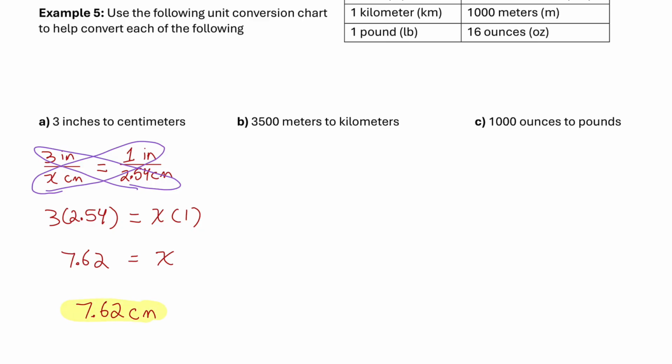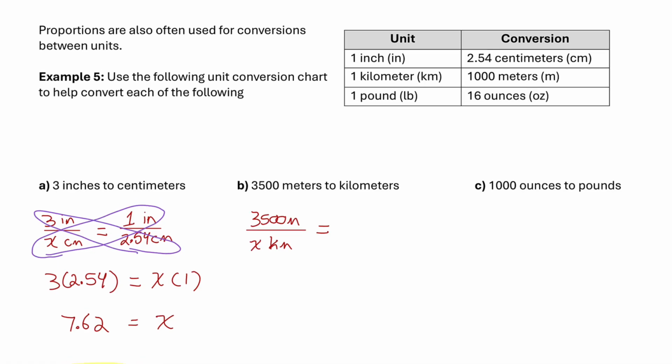Part B, I have to convert 3,500 meters to kilometers. So I'll set up that rate of 3,500 meters to x kilometers. And I know that's equal to, if I look at my table, every 1 kilometer is 1,000 meters. And now since I set up this rate as meters to kilometers, I have to do the same for the other rate. So I'll have to set it up as 1,000 meters to 1 kilometer. The units in the top have to match and the units in the bottom have to match. And now I can use the method of cross multiplication.